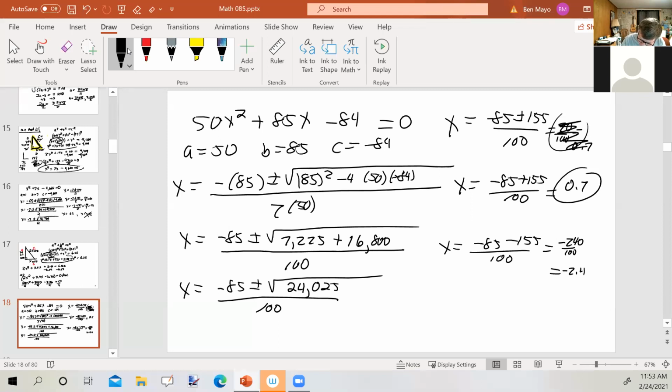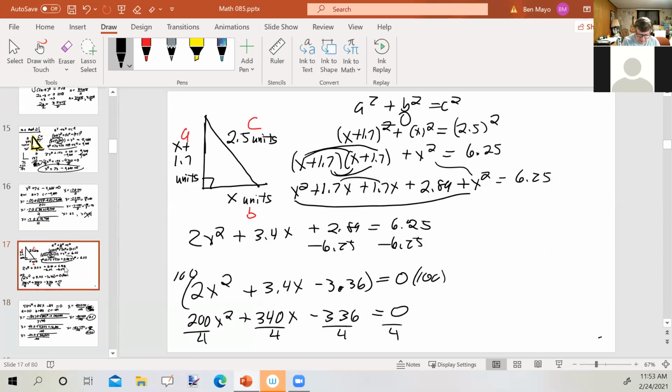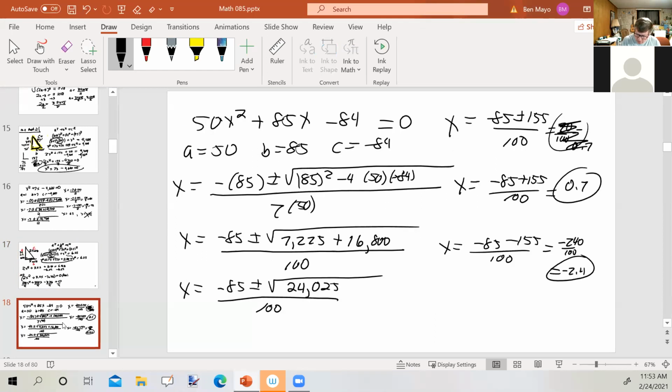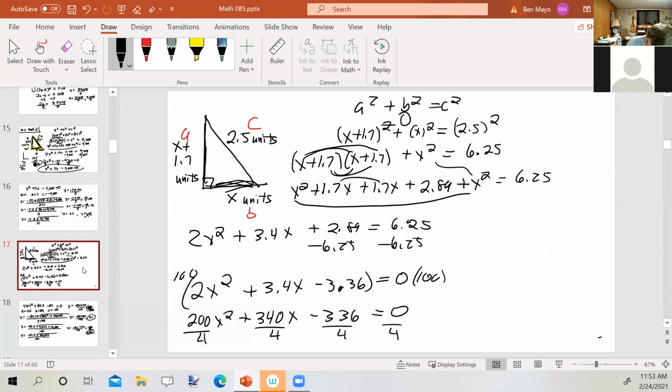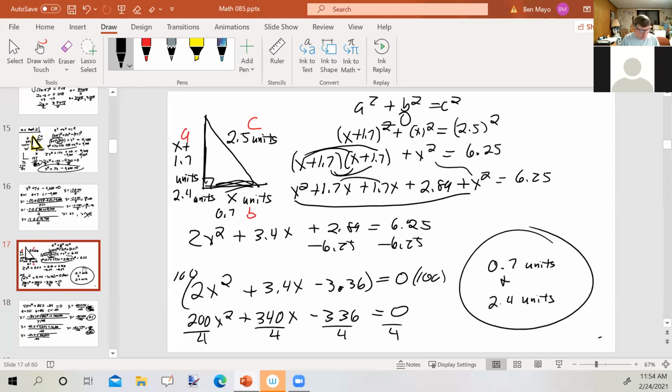Okay. Now, once again, this situation, we're dealing with distances. Okay. So it couldn't be negative. So if x is 0.7, this is what? 0.7, and this is 1.7 plus 0.7, which would be 2.4 units. So it said, find the lengths of the legs, 0.7 units and 2.4 units. Any questions on that?